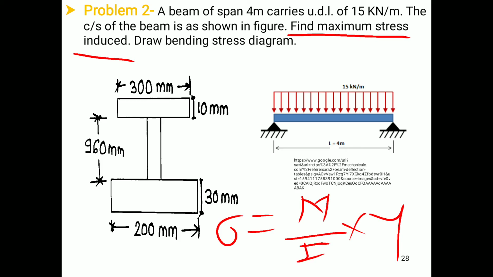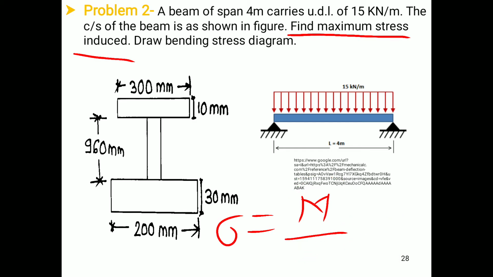Now, to find out the value of sigma, we must know the value of maximum bending moment. We must know the value of moment of inertia of the beam section about x axis and we must know the value of y also. Now, first of all, to find out the value of moment, we will consider this concept.